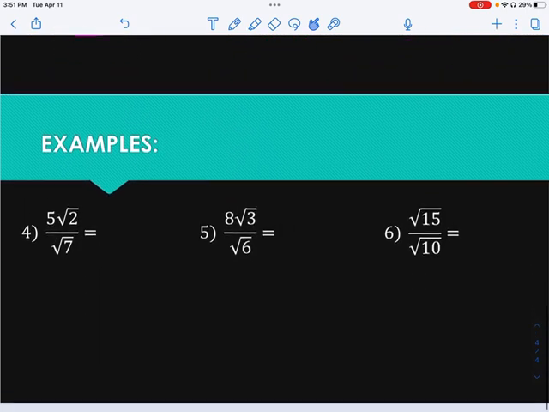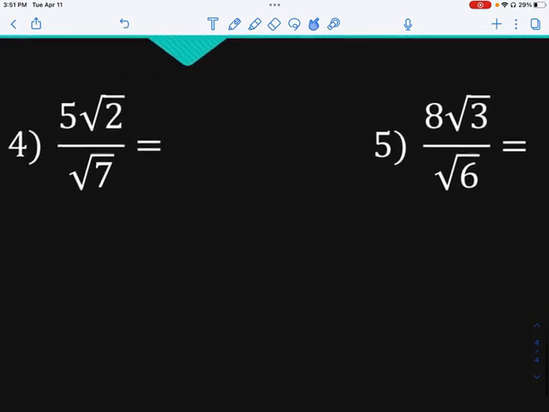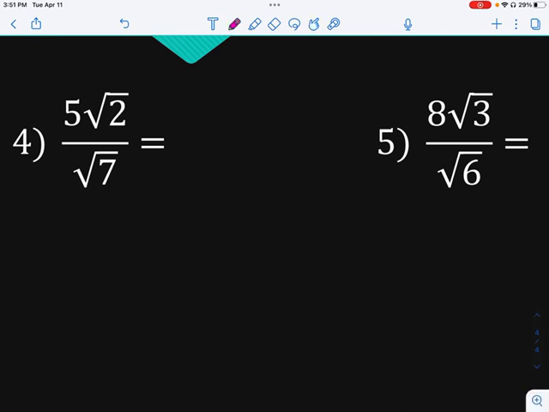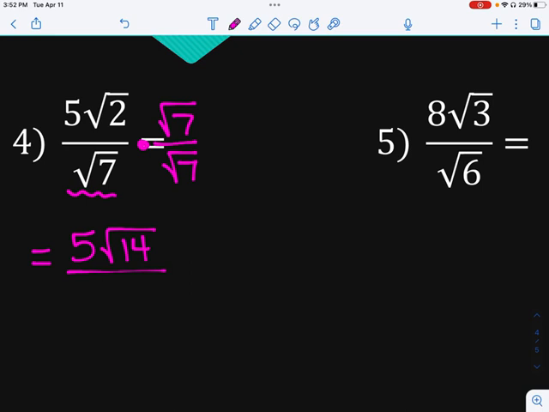All right, let's try these next ones then. If I look here at number 4, I notice I have 5 square root of 2 over the square root of 7. So the first thing I look at here is I say, can I simplify any of this? And the answer is no. So what I notice is I have this square root of 7 still in the denominator. So what I'm going to do is rationalize. So I multiply the top and the bottom, the numerator and the denominator, by the square root of 7. So that's going to give me 5 times square root of 2 times 7, because they're both on the inside, would be square root of 14. 7 times 7, they're both on the inside, would be 49.